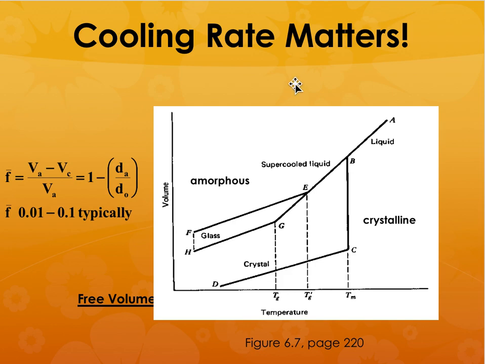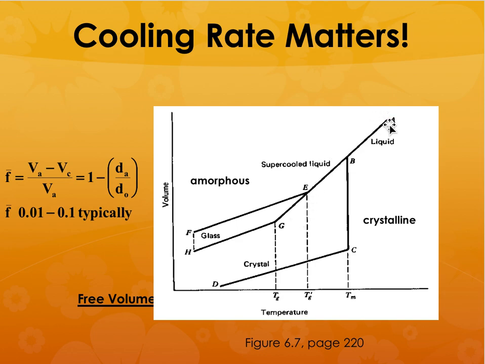And the other factor that matters is the cooling rate of your material. And you have a factor called free volume. So suppose you are cooling a polymer material, and if you cool it pretty fast, you are going to have, or between this region, you are going to have a glassy type of a structure.